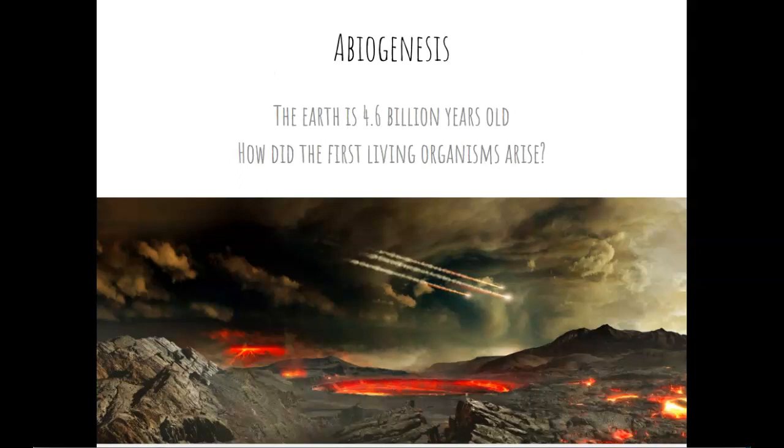So abiogenesis is the creation of life from no life. Anytime that you see an a at the beginning of a word, it means not. So in this case, we're saying that from nothing, life was formed. The Earth is 4.6 billion years old. But how did the first living organisms arise from the nothing that was in existence on Earth at that time?